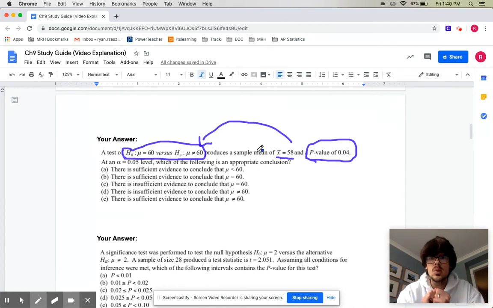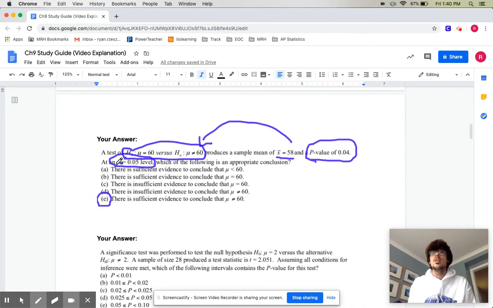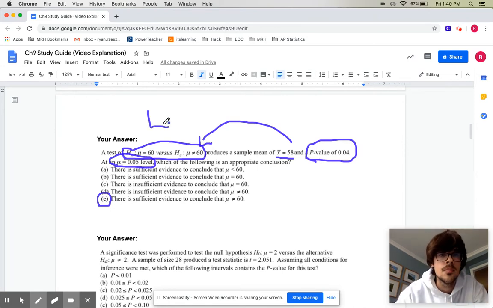So if your p-value is low, it gives you convincing evidence for HA. For HA, you have to find if the evidence is strong enough for it, and a low p-value means it is. So that means that there is sufficient evidence that mu is not 60 because our p-value was under our significance level. They used a 0.05 level. We're lower than that, so it's convincing in favor of HA. So the first problem answer is E.